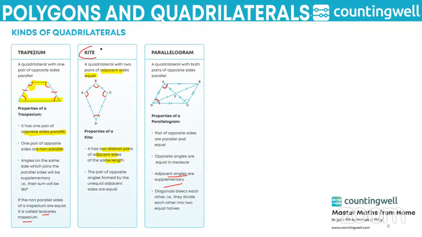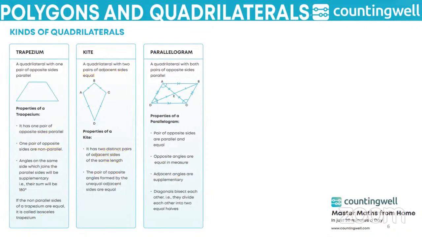Let me tell you one more thing about kite. You have to note that the pair of opposite angles formed by unequal adjacent sides. So the unequal adjacent sides are AB, AD, BC and CD. So these two angles will be equal. Note that angle B will not be equal to angle D.